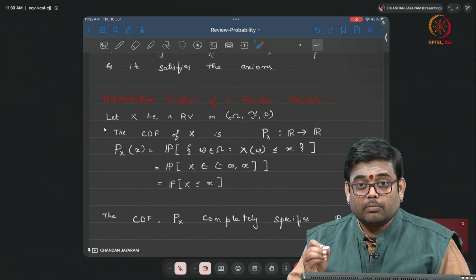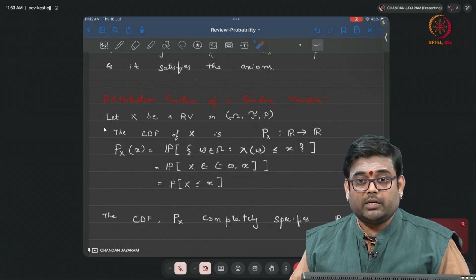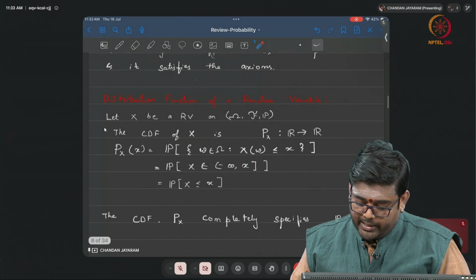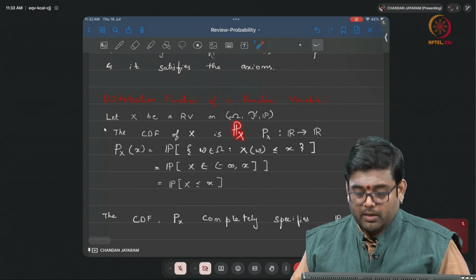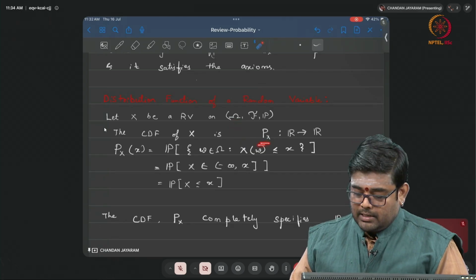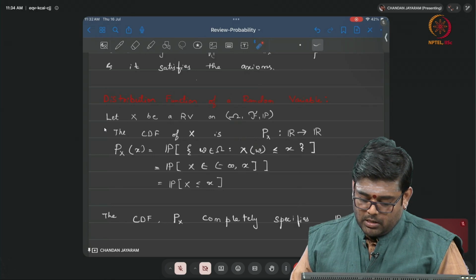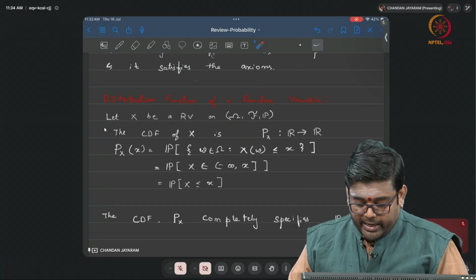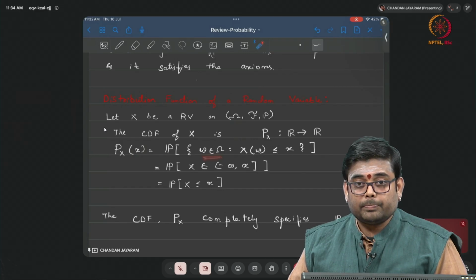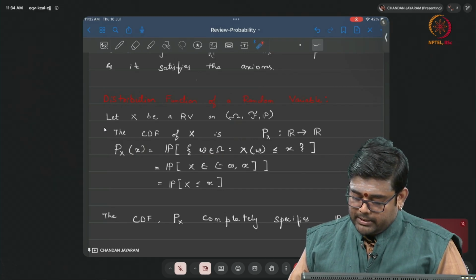This is not a probability measure that is obtained by inducing the random variable. For that I write it as P_X like this. This is the CDF. Now the CDF is an R to R function, and how do you define it? You take any x, and the CDF of that x is the probability of all the omegas such that X of omega is less than or equal to this x.